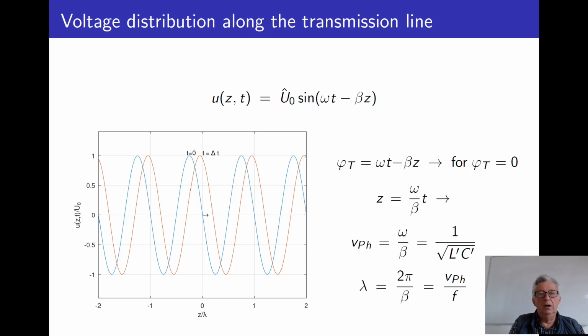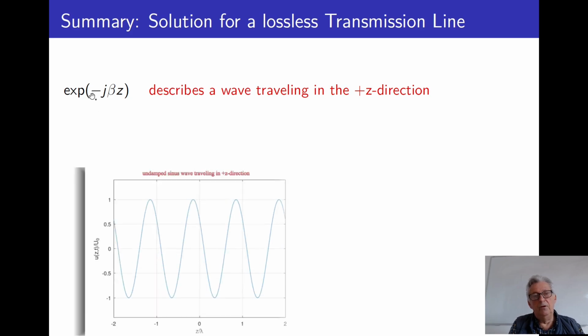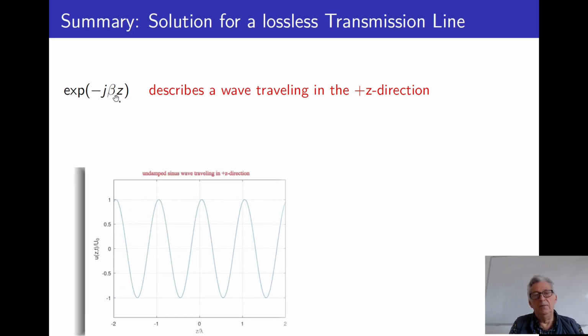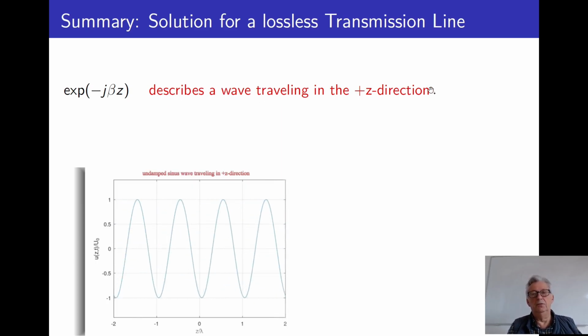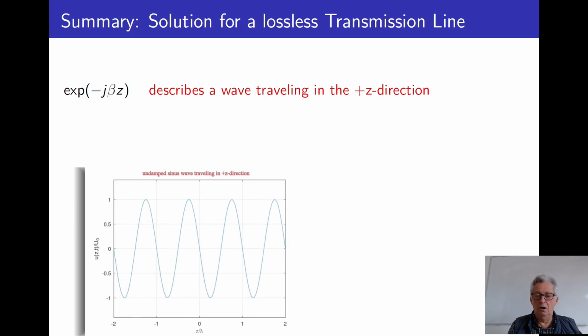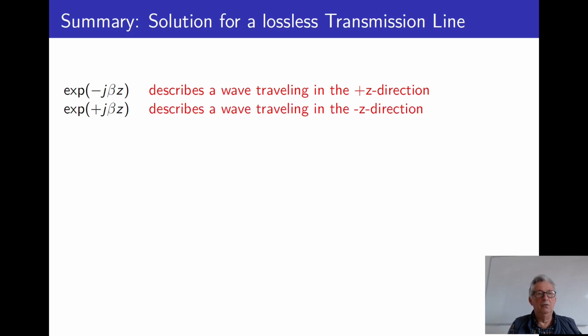And now we can summarize this a little bit. If I have the exponential function e to the minus j beta z, this describes a wave traveling in the positive z direction. Of course, we have to account for two different signs. So if I look at the exponential function e to the plus j beta z, this describes a wave traveling in the negative z direction.